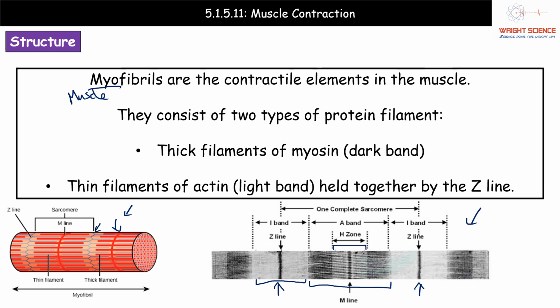So what we're going to need to do is get our bands, zones and lines all correct in our heads. If you're mixing up the letters and the band, the zone or the line, you're going to lose marks on this. So make sure you do know what's a band, what's a line, what's a zone, and where they are both on diagram form and on those light microscope images.